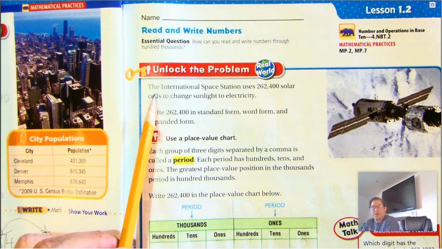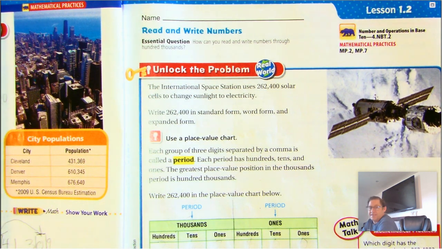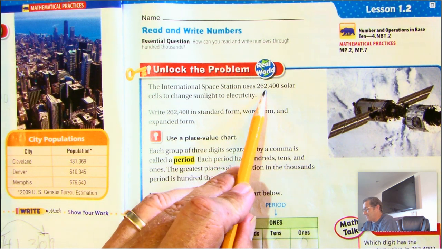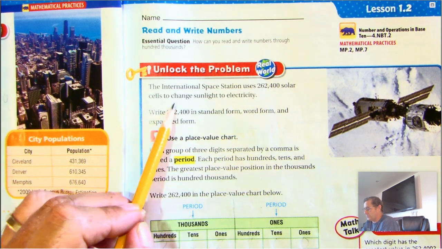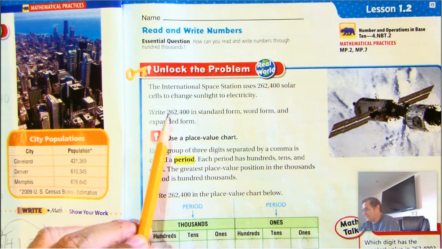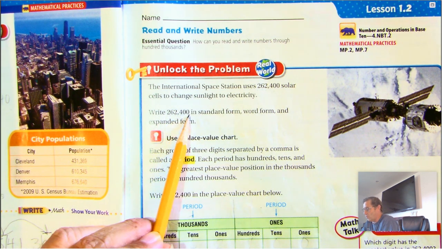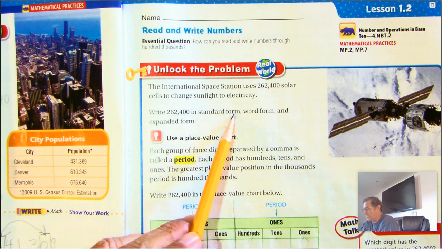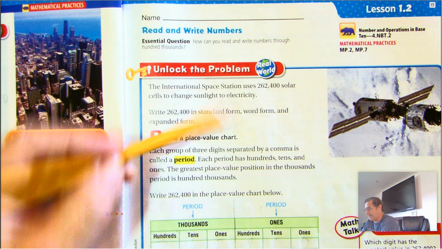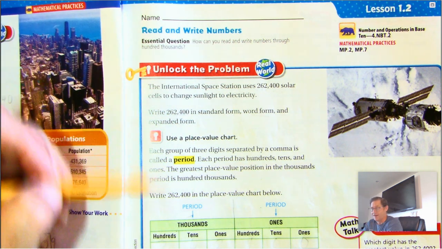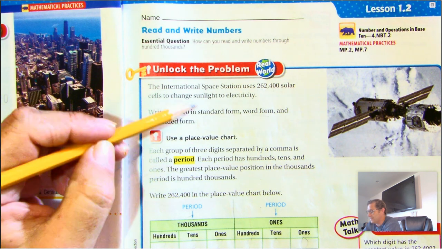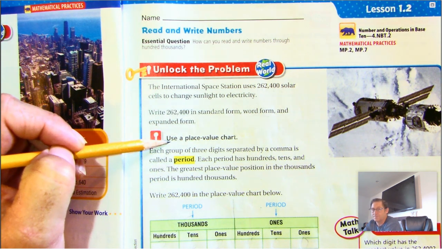And so in our unlock the problem, it says the International Space Station uses 262,400 solar cells to change sunlight to electricity. And it wants us to write 262,400 in standard form, word form, and expanded form. Okay, and I'll explain those as we go further down. But first, a valuable tool to be able to do this is to use a place value chart.